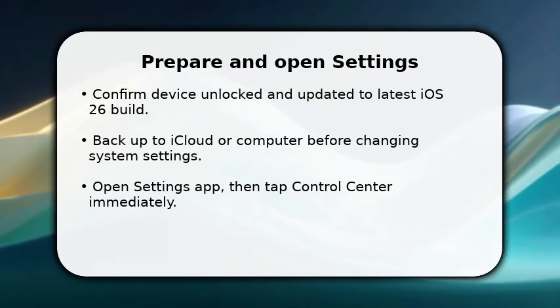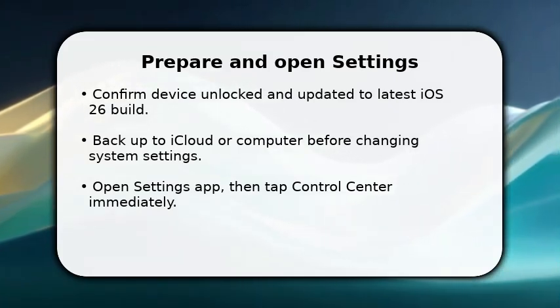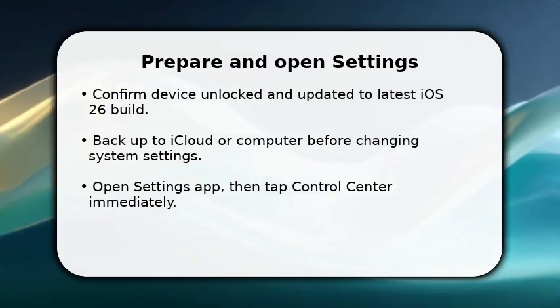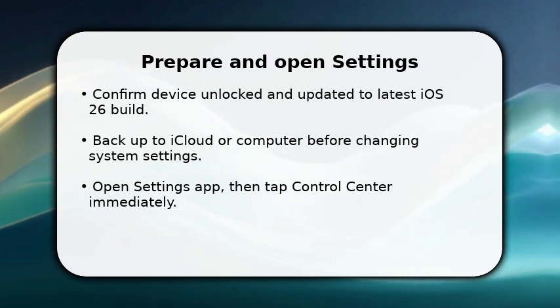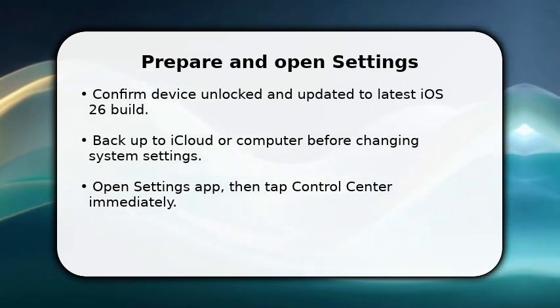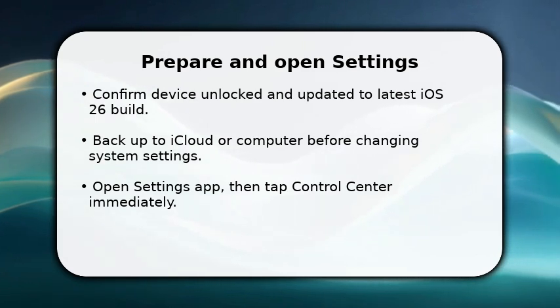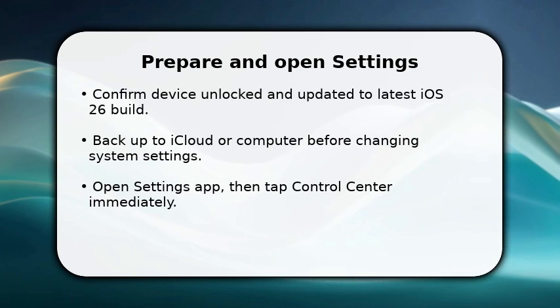You start by securing your data and getting into settings. Back up now to iCloud or a computer so you can restore if needed. Once done, unlock the device and open settings. Scroll down and tap Control Center to view active controls and gestures.